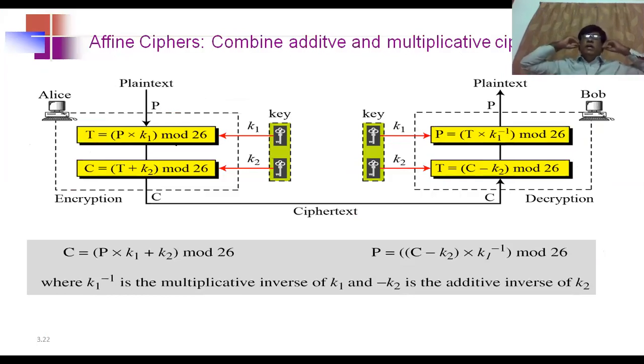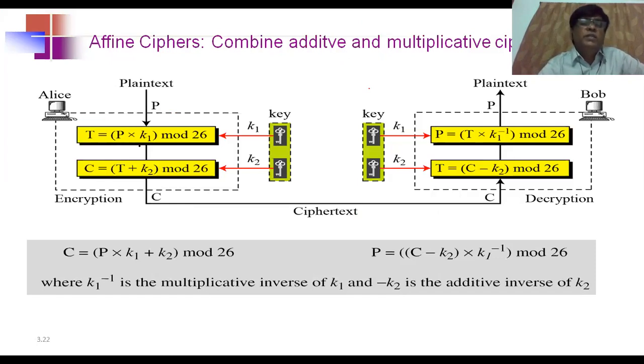The affine cipher is nothing but a combination of the additive cipher and the multiplicative cipher. In the case of the additive cipher, we add the key value. In the case of the multiplicative cipher, we multiply the key value with the characters in the plain text. But if we combine both, the ciphertext is harder to understand or to attack. So it is the combination of two things: additive and multiplicative.